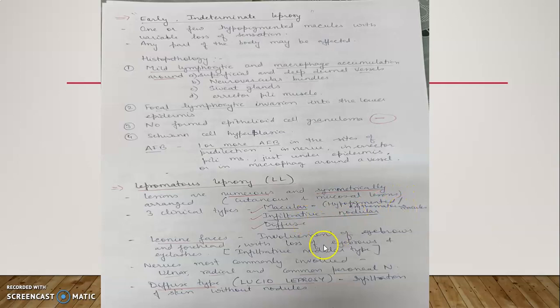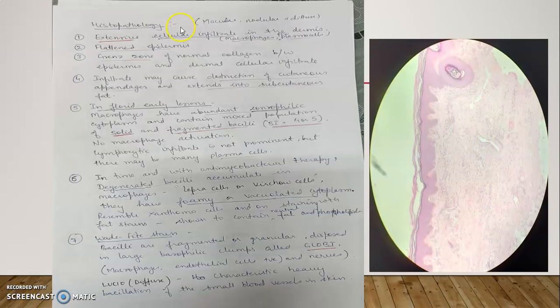In infiltrative nodular type, there are nodules, with involvement of eyebrows and forehead with loss of eyebrows and eyelashes. It is seen in the infiltrative nodular type and the face is known as leonine facies. The nerves most commonly involved are ulnar, radial and common peroneal nerves. The third clinical type is also known as Lucio leprosy, and in this infiltration of skin is present but without nodules.